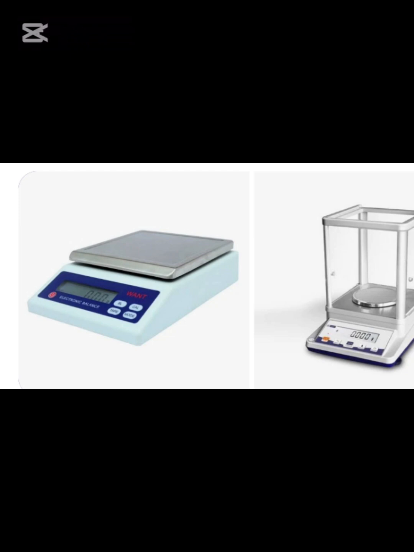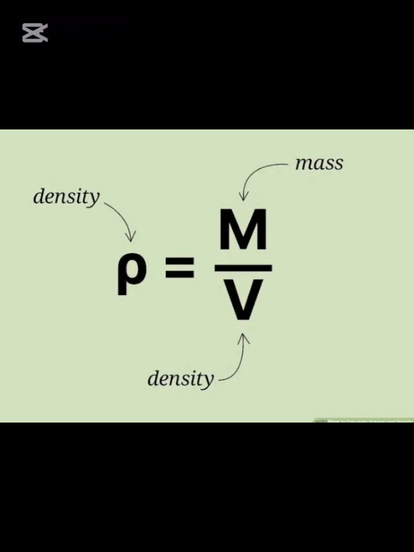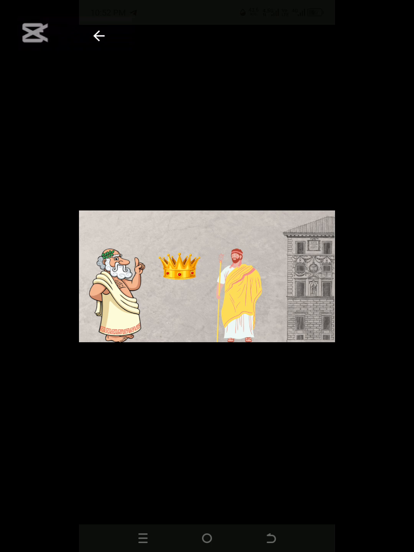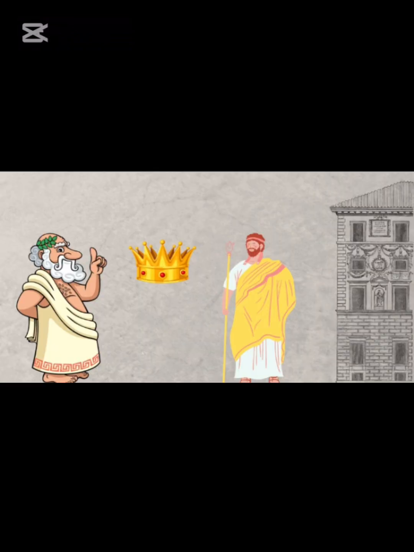To find the density of a regular shaped solid, you will weigh the solid and calculate the volume, then apply the formula. For an irregular shaped solid, let's assume a stone. The mass can be determined by using a weighing balance, but how can we determine the volume? Archimedes explained this. Let's digress a little.